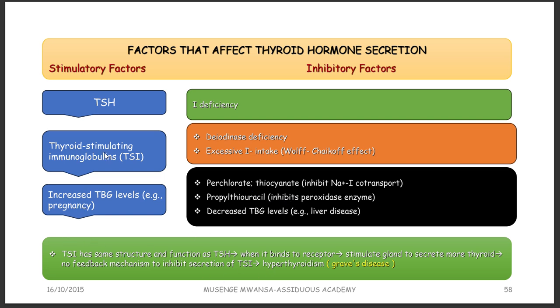When you have more of the thyroid stimulating immunoglobulins, which are similar to thyroid stimulating hormone, these can stimulate the gland to release more of the hormone. But there is no negative feedback loop on the secretion of the thyroid stimulating immunoglobulin. So these will continue stimulating the production of the thyroid hormone, and there's nothing to stop them. That leads to hyperthyroidism, a lot of thyroid hormone, and that's known as Graves' disease.